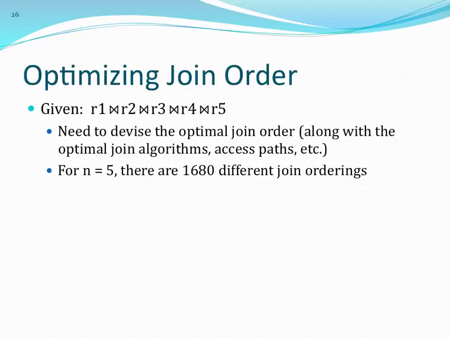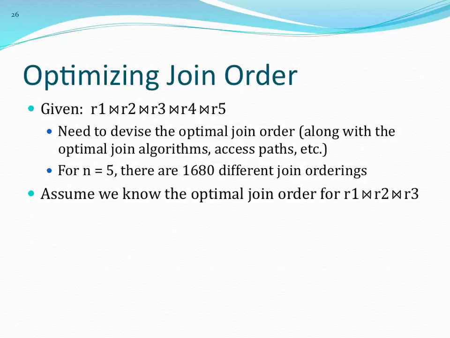Okay, so optimizing join order. R1 theta join through R5, we need to figure out an optimal order. And so for n is 5, it's just n factorial. That's not too many. You could probably enumerate these relatively easily, but we can even do this more efficiently using dynamic programming. So let's say that we already know the optimal join order for R1 through R3.